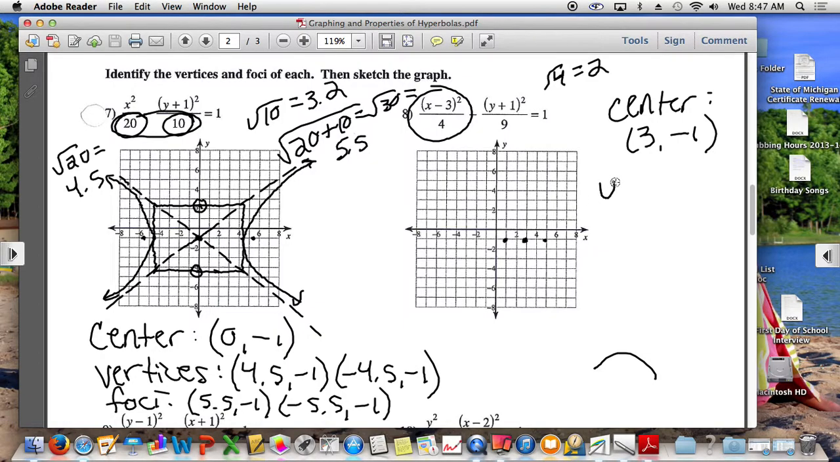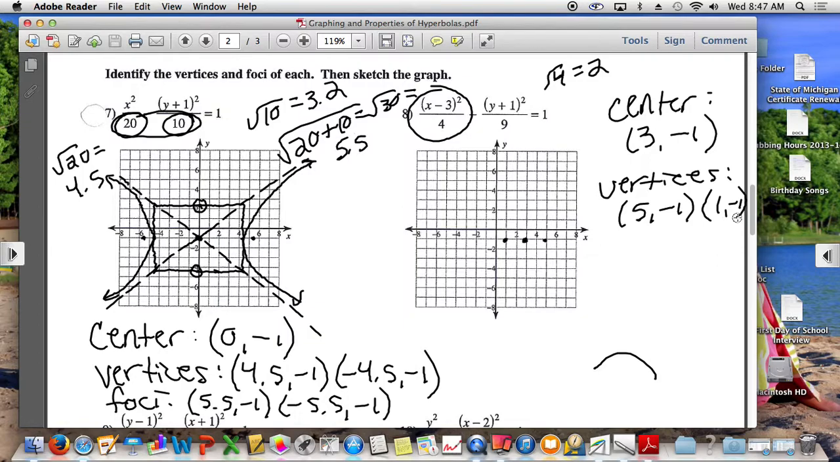Let's locate those. Let's label those right now. The vertices are going to be (1, -1). I have to add 2 onto 3. What'd you say? The first one, or there's (1, -1), and then. Oh, I thought you said 4. No. You did not. Okay, I heard you wrong. Okay, so we have one of them at (5, -1). We have another one at (1, -1). So in other words, all I did was add 2 to the x and subtract 2 from the x.